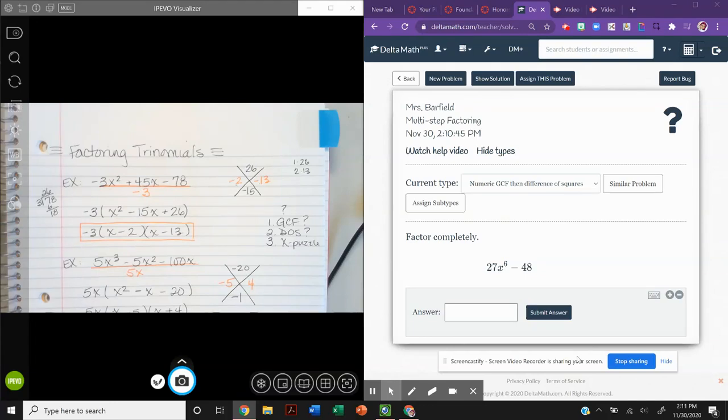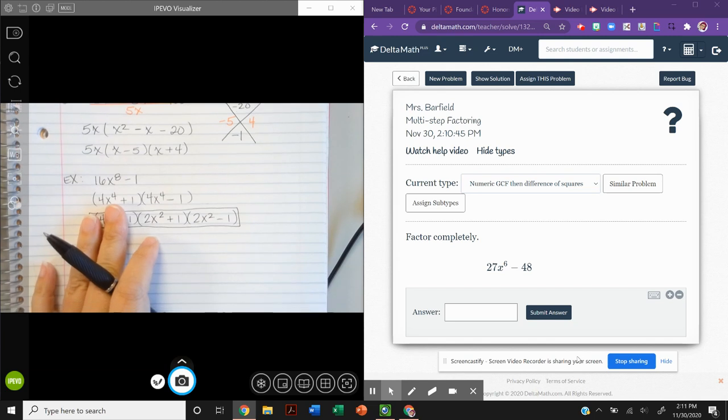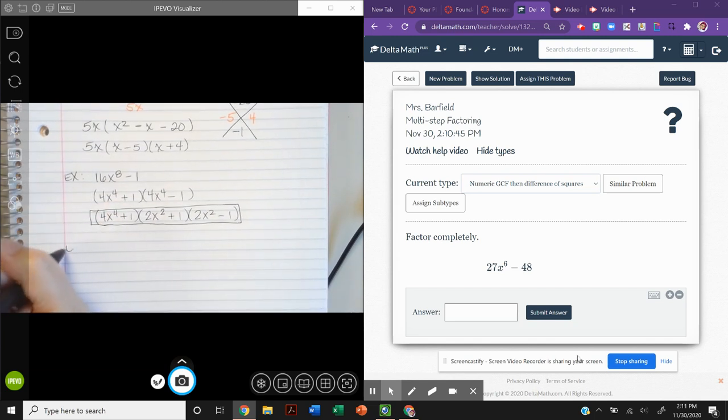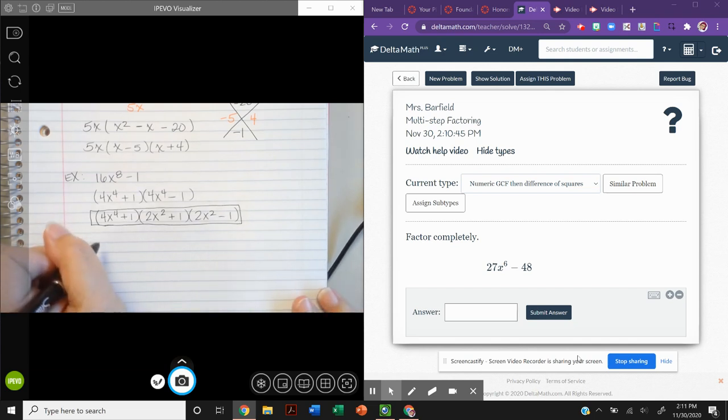All right, you guys. So let's continue on with this factoring. If you have watched the last two videos, these next two examples are just going to be more of the same. So I have 27x to the sixth minus 48.